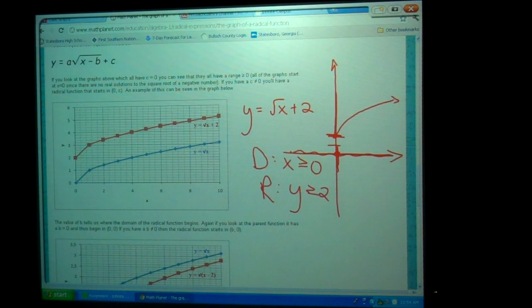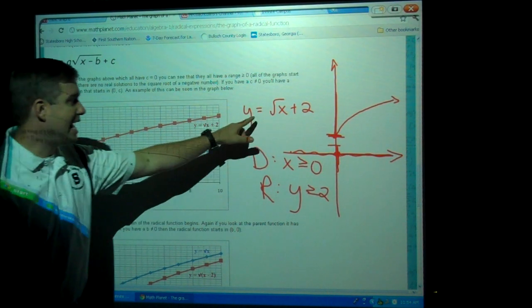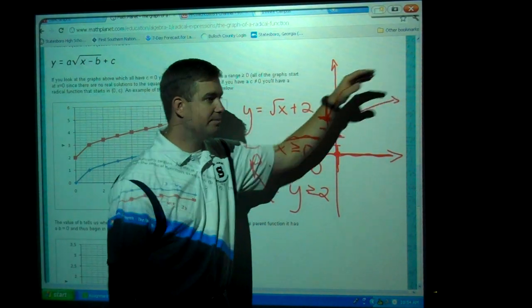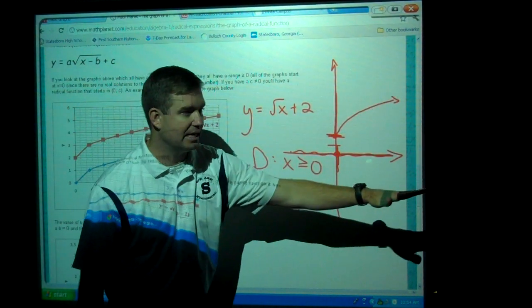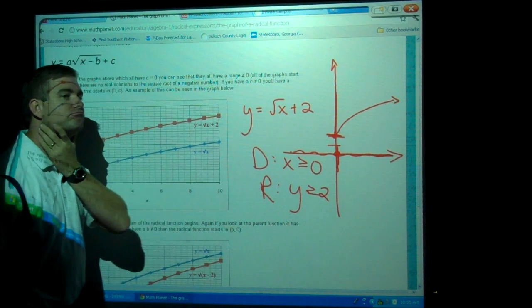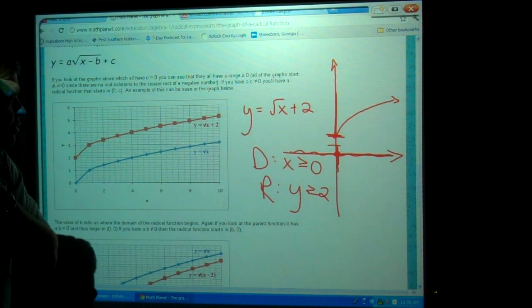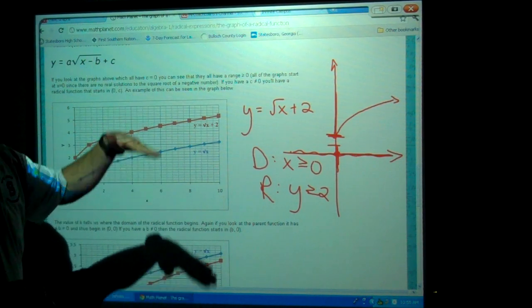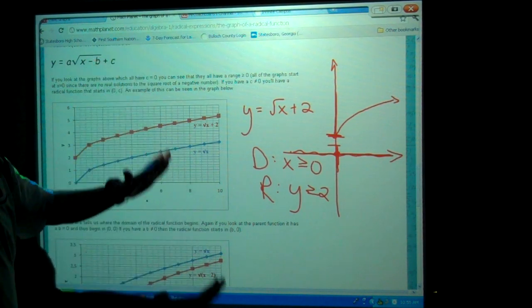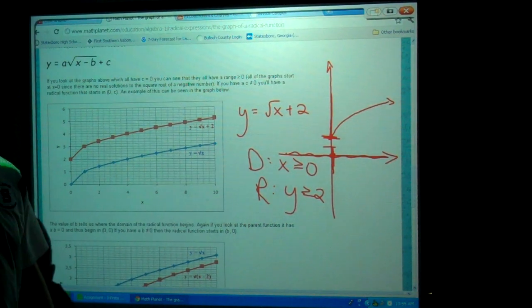Any questions? Yes? So if it's positive, it goes up. If it's negative, it goes down. If A is positive, then it's up. If A is negative, then it would be down. Yes? So right now the plus 2 is outside of the radical. That's right. And that means a vertical shift. That tells us up and down. Correct. Exactly right.